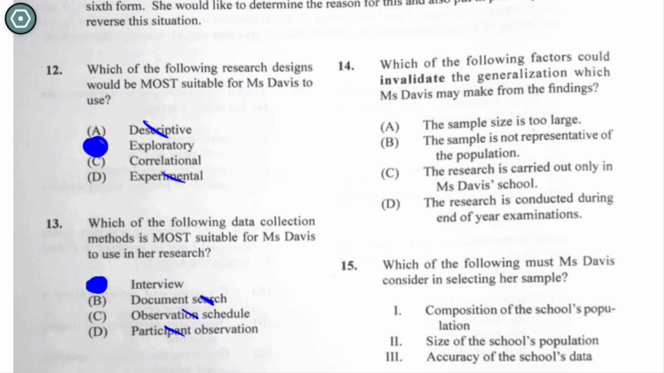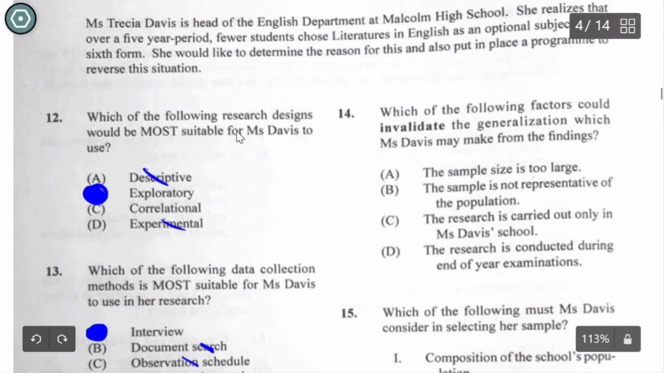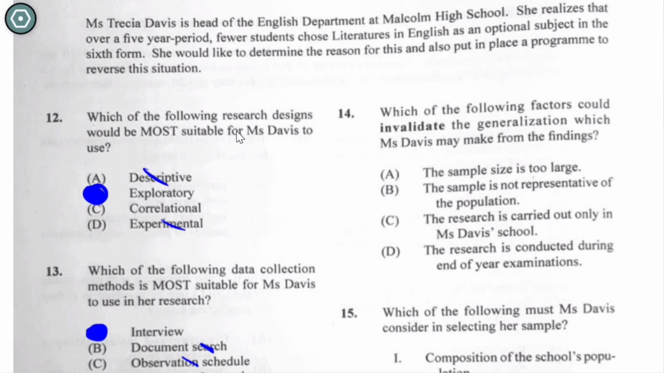The sample size is too large. The sample size is not representative of the population. The research is carried out only in Miss Davis's school, or the research is conducted during the end of year examinations, right? Doesn't matter if it's conducted during end of year examinations. You can still ask the question, why did you choose say physics instead of literatures in English? Why did you choose physical education instead of literatures in English? Is physical education a CAPE subject? No? Yes? I don't know.